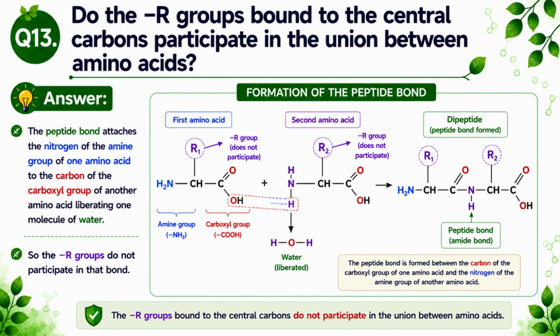Question number 13. Do the R groups bound to the central carbons participate in the union between amino acids? Answer. The peptide bond attaches the nitrogen of the amine group of one amino acid to the carbon of the carboxyl group of another amino acid, liberating one molecule of water. So the R groups do not participate in that bond.